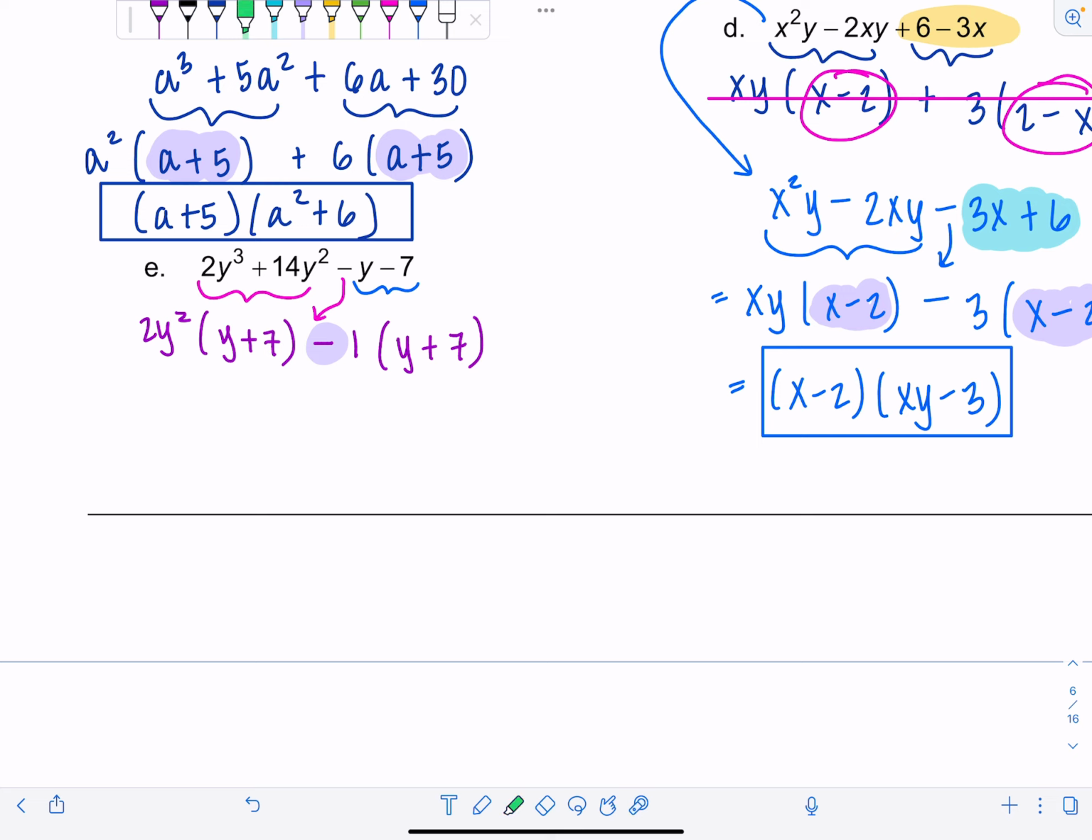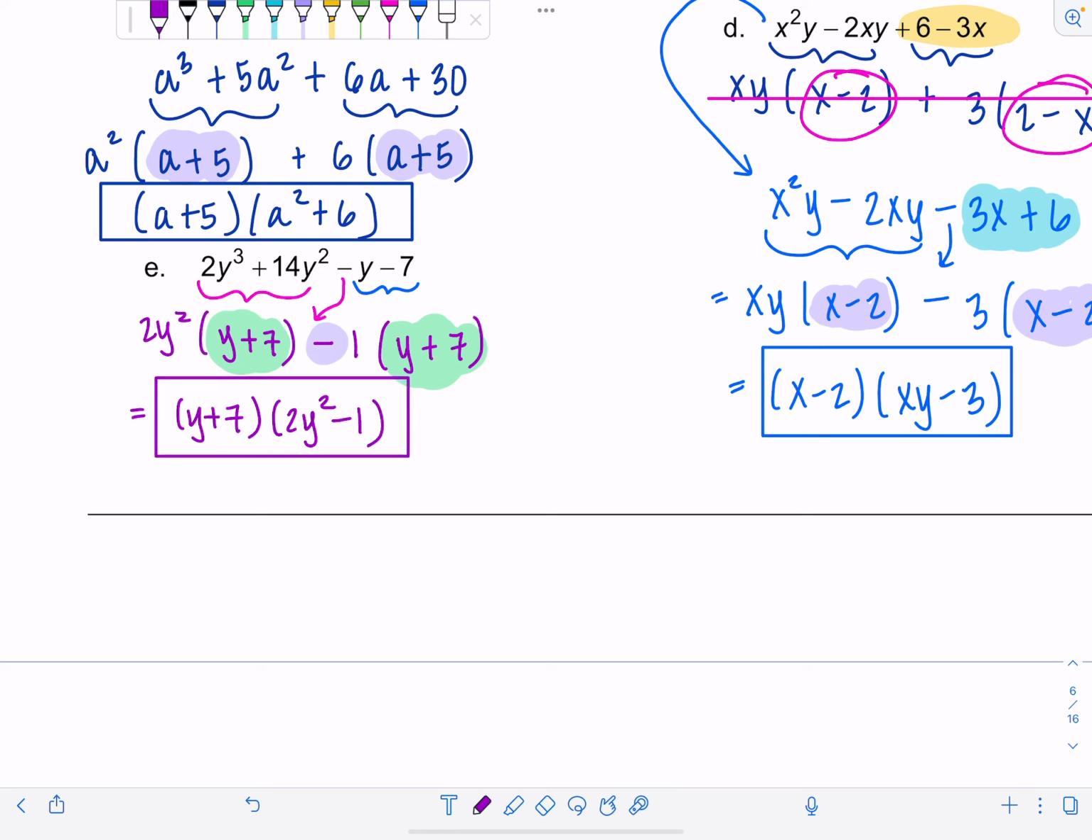Okay, and then, hooray, we've got y plus 7 here. So we've got y plus 7 times 2y squared minus 1. And that is it. Very nice. So that concludes this little video on factoring by grouping. We'll do more factoring soon.